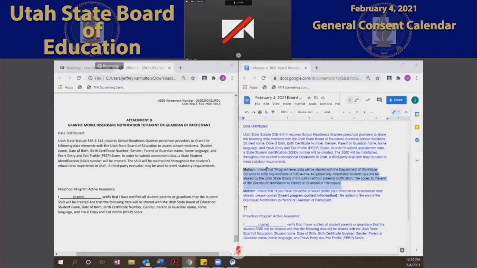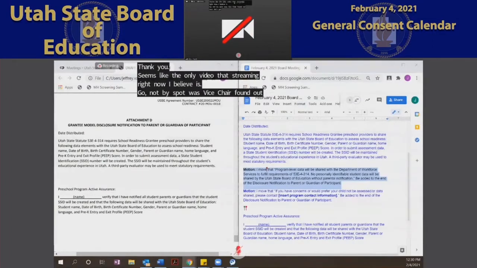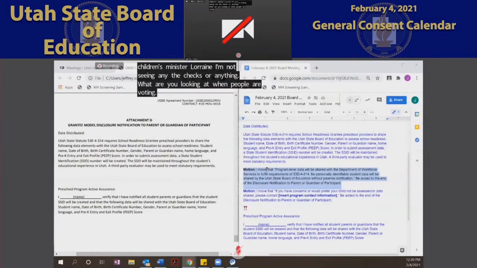Chair Huntsman, this is Lorraine. I'm not seeing any of the checks or anything. What are you looking at when people are voting? Miss Lorraine, can you click on participants at the bottom? Yeah, I've got the participants up. I saw about 3 checks on the last vote. You know what, Lorraine? They all came on at some point, but then they clicked off and then came on again. But I looked at every one of them.